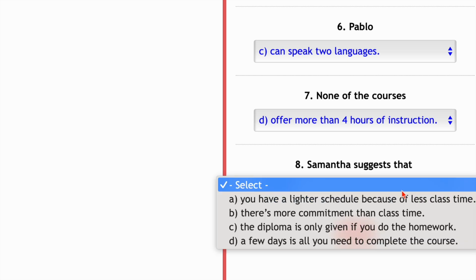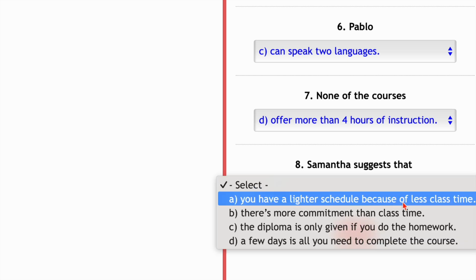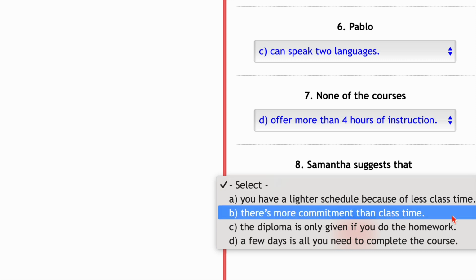Samantha suggests that you have a lighter schedule because of less class time. Easier schedule, lighter schedule. There's more commitment than class time. Commitment means you have more. If you have commitment to study English, for example, or to study for CELPIP, then you do a lot more because you are committed. You have commitment.